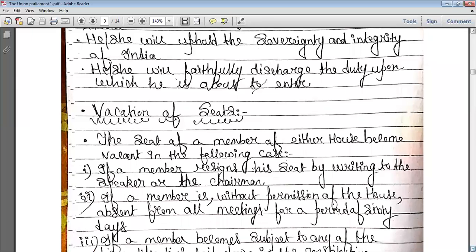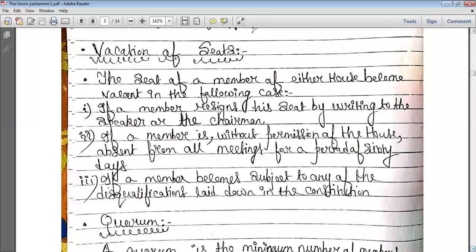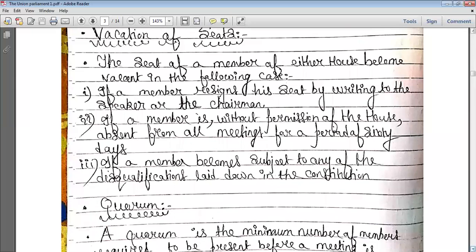When the seat of a member of either house becomes vacant, it is in the following cases. If a member resigns his seat by writing to the speaker or the chairman. So whenever we resign, we always give a note to the upper authority. Here, whenever a member resigns his seat, he always writes to the speaker if it is in the Lok Sabha, or the chairman if it is in the Rajya Sabha.